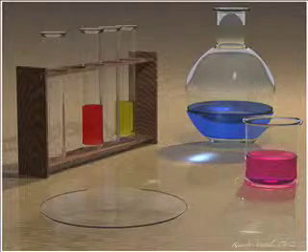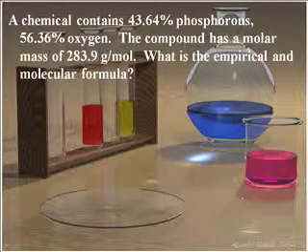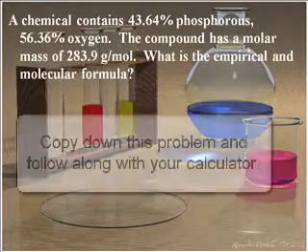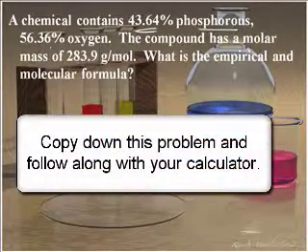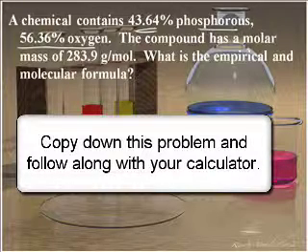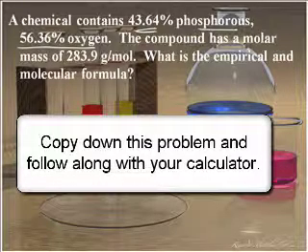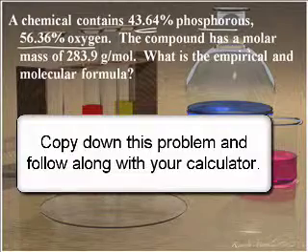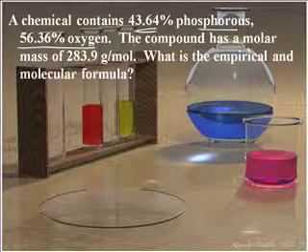Okay, let's do another one. Okay. Well, let's do another example, Mr. Sams. Alrighty. So here we have a chemical that contains 43.6% phosphorus, 56.36% oxygen. And we know its molar mass. So what's the empirical and the molecular formula? Okay, so we have to start by getting the empirical first. Yep. And then we go to molecular.